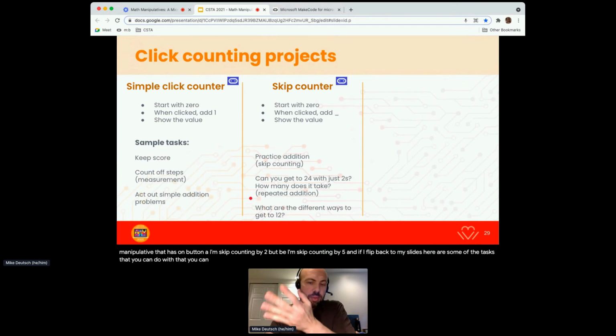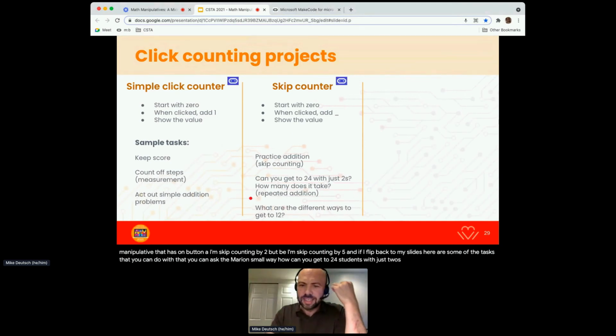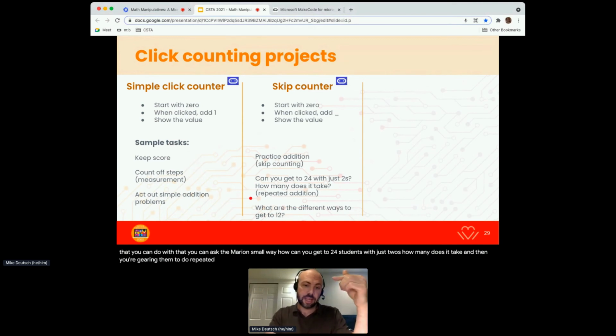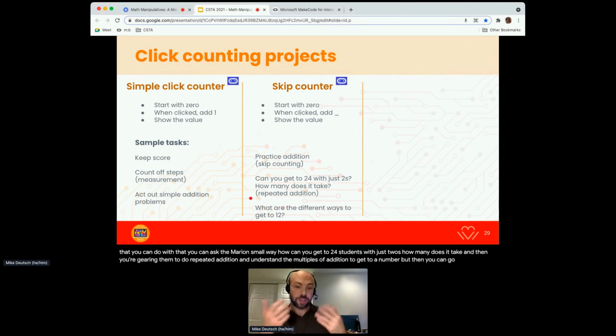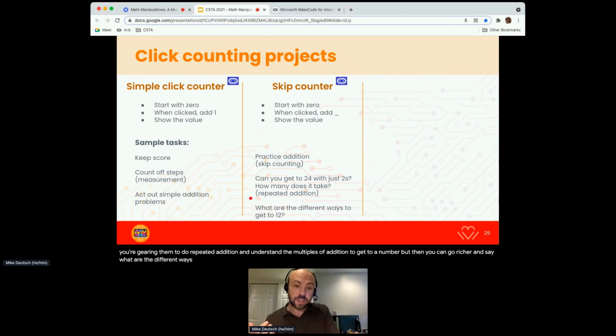You can ask the Marion Small way, how can you get 24 students with just 2s? How many does it take? And then you're gearing them to do repeated addition and understand the multiples of addition to get to a number. But then you can go richer and say, what are the different ways you could get to 24 or 12 I have here? So then you've got different students in the class who are going to approach this differently.